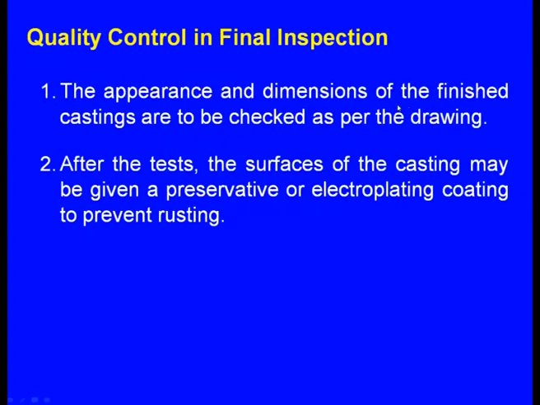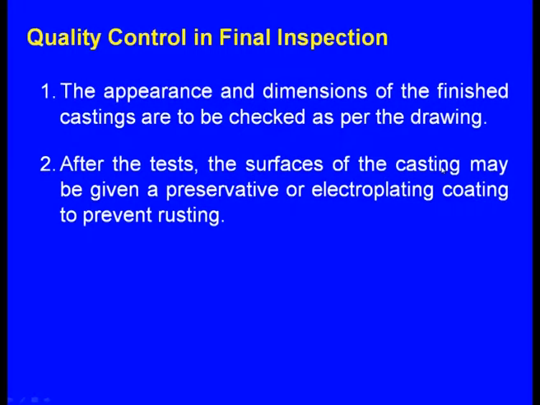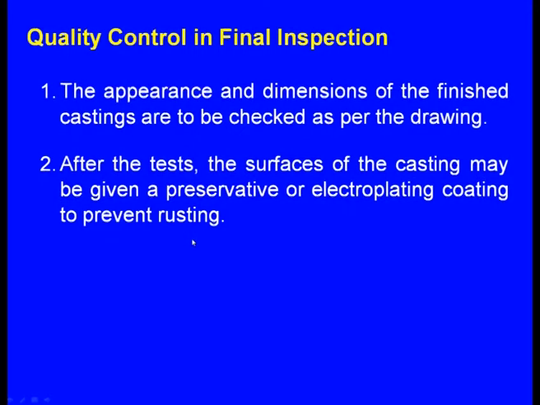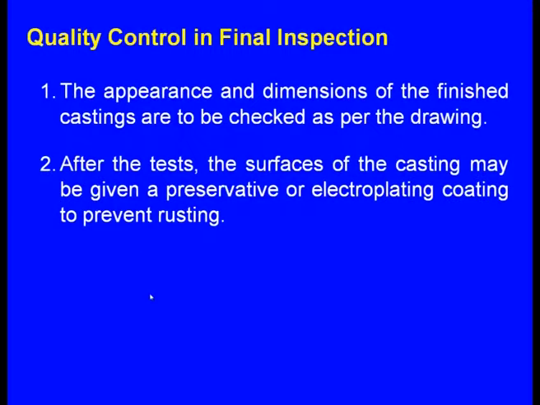The appearance and dimensions of the finished castings are to be checked as per the drawing. So, does the casting possess the required dimensions as per the specifications given by the customer? That is the final checking as per the drawing. Next one, after the tests, the surface of the casting may be given a preservative or an electroplating coating to prevent rusting. So, this is very important. After the casting has the required surface finish and geometrical tolerances, it must be given the preservative or electroplating coating to prevent rusting, otherwise it will be of no use. Very soon it will rust, and before it is shipped to the customer it will become useless.